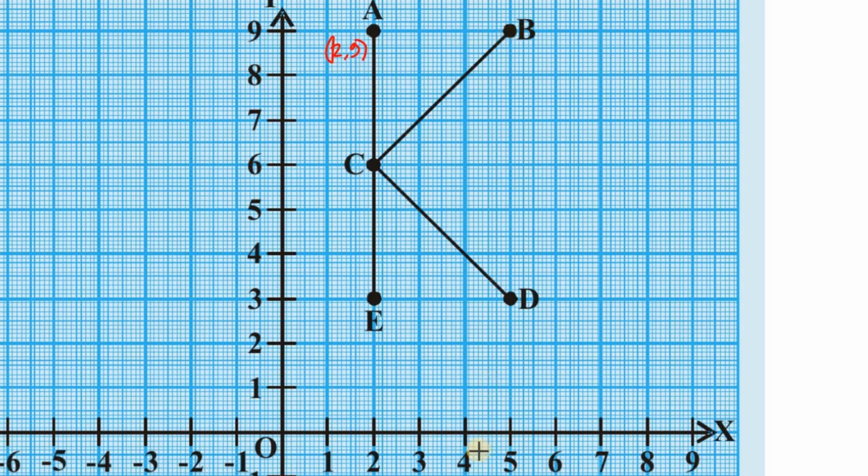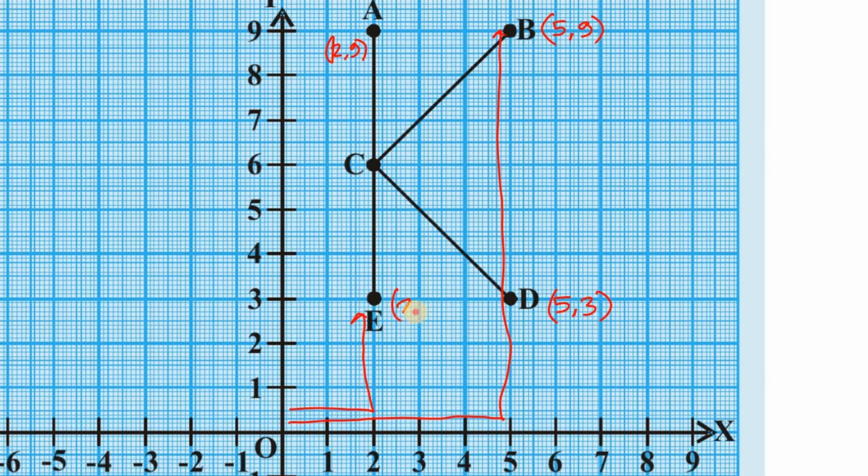What about B? See, this is not B, let me erase. B is over here, right? So for B we have to move right 5 units and then move how many units? 9. So it will be 5 and 9. Next for D it will be again 5 and 3. Next for E it will be 2 and 3.